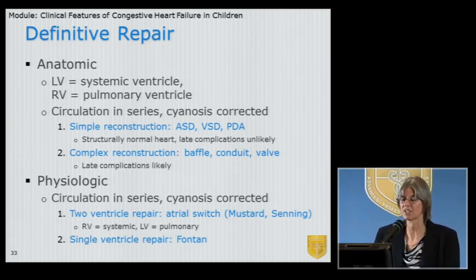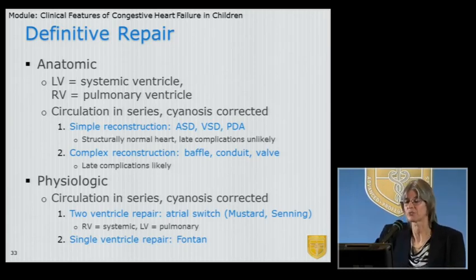Can be a simple reconstruction. You have a hole in the heart, like an ASD, a VSD, or a shunt connection. You put a patch in or you clip it. Otherwise, a structurally normal heart, you shouldn't expect any late complications. Or you can have very, very complex reconstruction with baffles and conduits and valves where you know that they can calcify, obstruct, and you have to think about late complications and that they might come for further surgery.